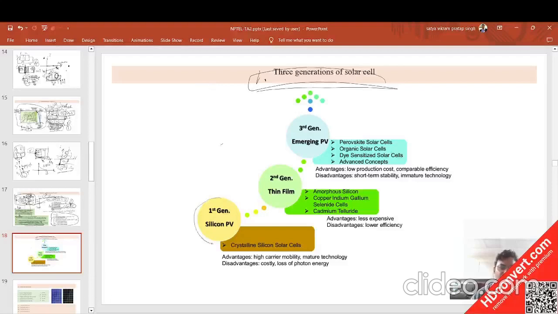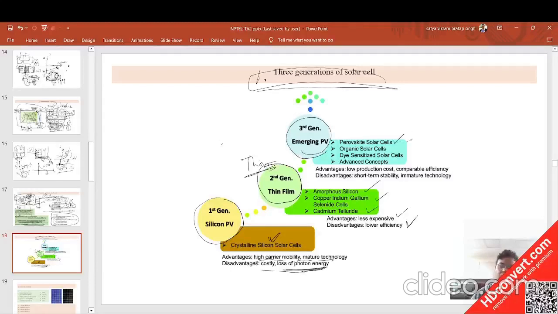So this is the first generation solar PV, that is the crystalline silicon solar cells. The advantages are higher mobility and mature technology, but the disadvantages are that it is costly and there is loss of photon energy. Then we jump to the second generation, thin film based solar cells. They use amorphous silicon, copper indium gallium selenide, and cadmium telluride, and are less expensive, but also have lower efficiency, less than 5 to 6%. Coming to the third generation emerging PV, that is perovskite solar.